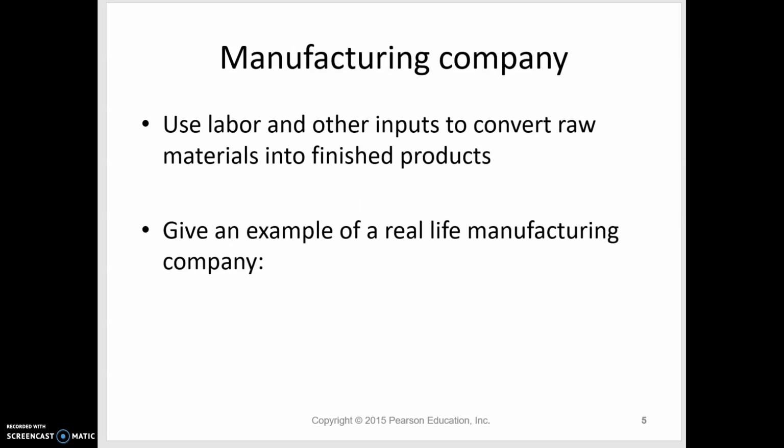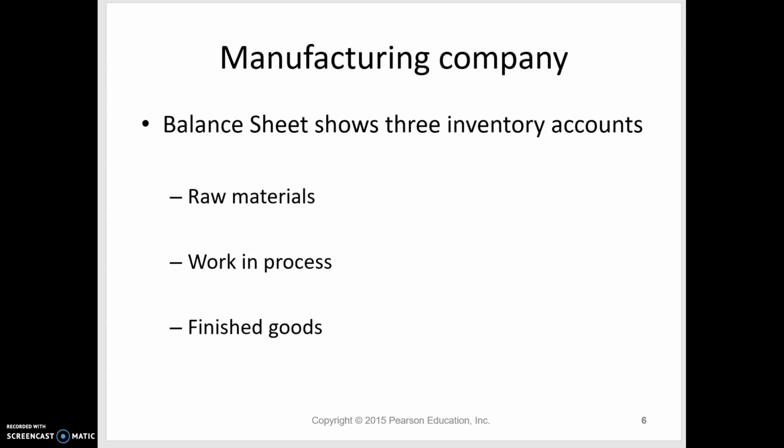Okay. Manufacturing companies, they actually make the product. So an example of a real life manufacturing company would be Ford Motor Company. They make cars. And so in financial accounting, we saw the merchandiser had their merchandise inventory account shown on their balance sheet. For a manufacturing company, their balance sheet is going to show 3 inventory accounts. So they buy the materials they need to make their product, so that's their raw materials inventory.